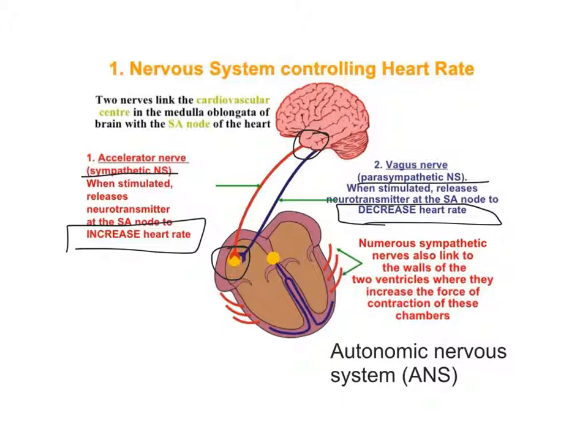Quite simply, the CCC initiates the sympathetic or the parasympathetic nervous system to stimulate the SA node, which will either increase or decrease the heart rate. So if we were exercising, the CCC will initiate the sympathetic nervous system to stimulate the SA node to allow the heart rate to increase to ensure the supply of oxygen is efficient for the working muscles.